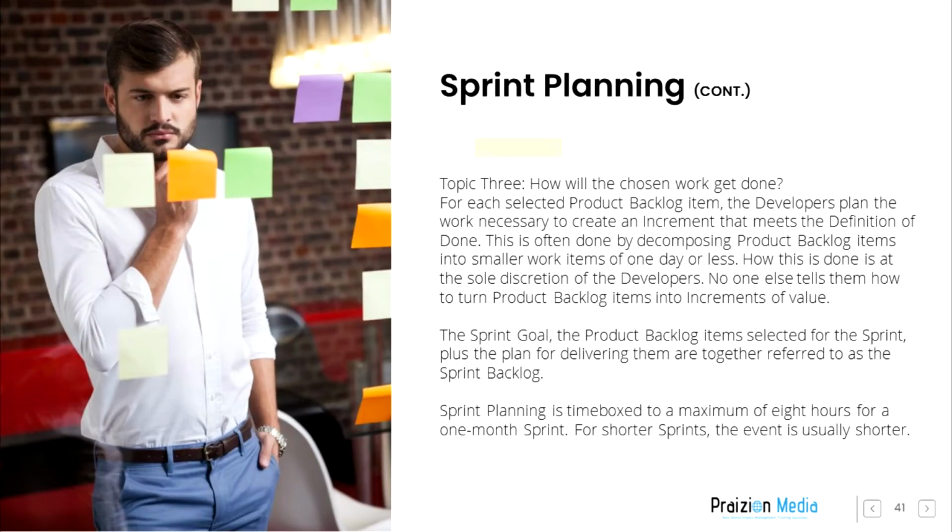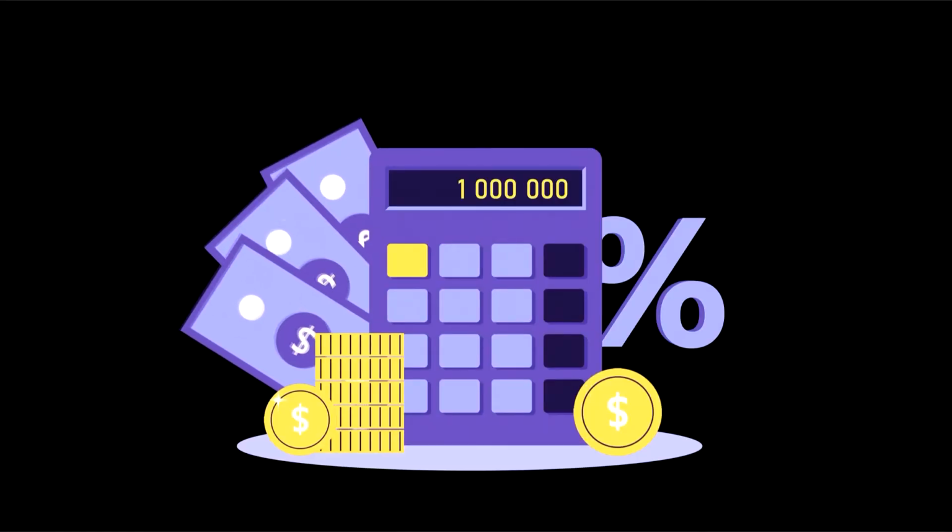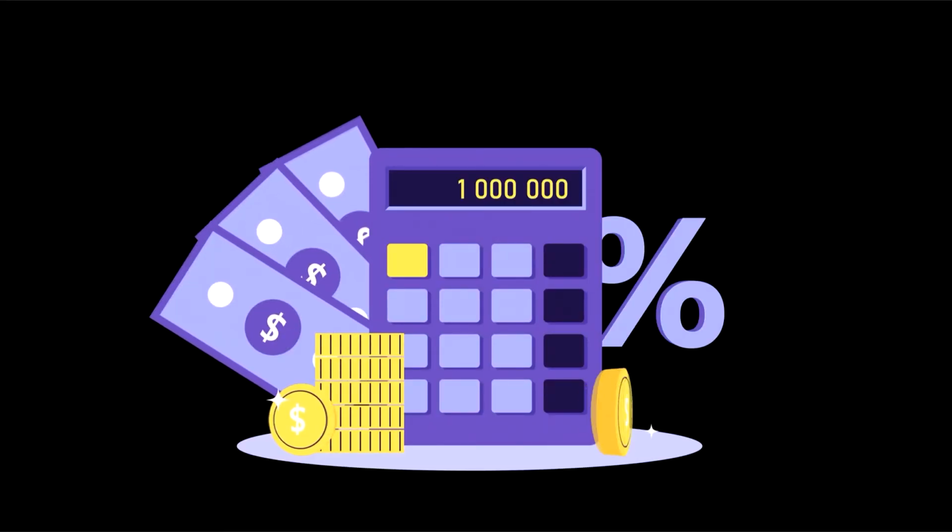For shorter sprints, the event is usually shorter. Daily Scrum. The purpose of the daily Scrum is to inspect progress towards the sprint goal and adapt the sprint backlog as necessary, adjusting the upcoming planned work.